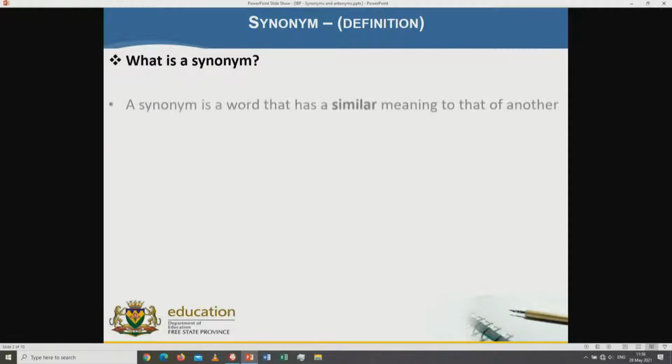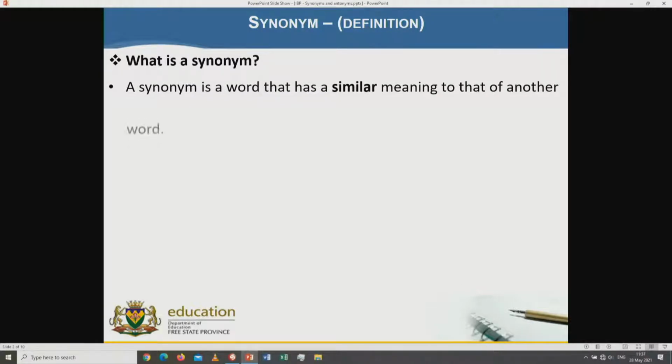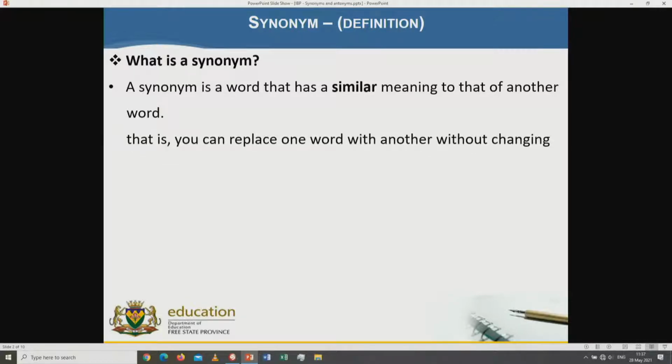Now we say a synonym is a word that has a similar meaning to that of another word. I want to believe that you have a similar explanation. It means you can replace one word with another word without changing the meaning of a sentence, because synonyms are a pair or more of words that mean the same thing. So if you replace a word with its synonym, the meaning of the sentence is not going to change. We still maintain the meaning of the sentence.